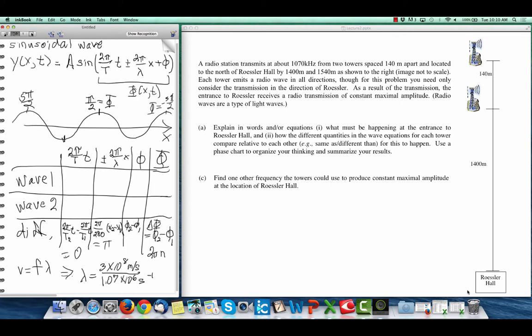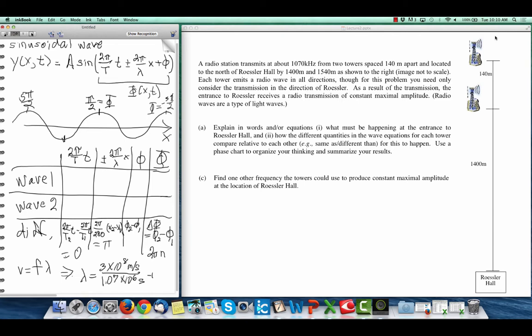In fact, anywhere along here, suppose I wasn't at Rossler Hall, suppose I was halfway. What's the difference in the two x's if I'm halfway here? Still 140. How about if I'm up here, way up here? What's the difference in the two x's? 140, or negative 140, but that negative sign doesn't mean anything. That changes pi to minus pi, so it doesn't matter.